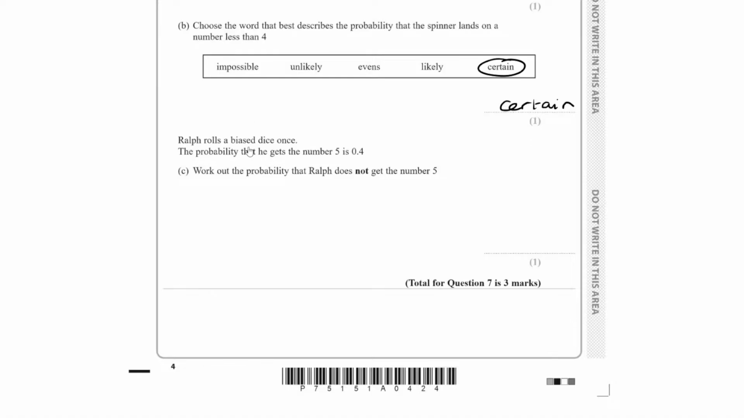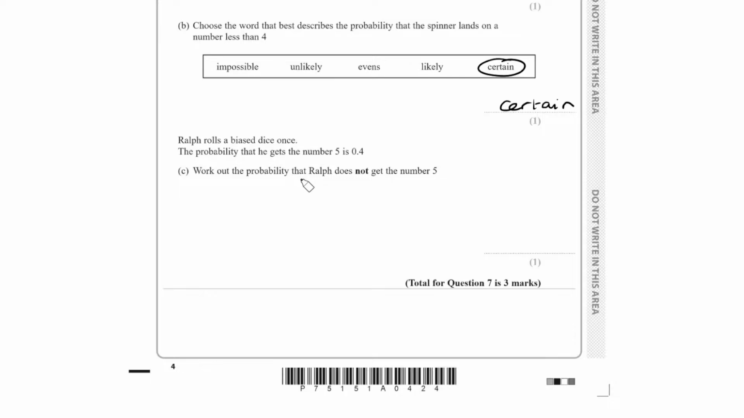So Ralph rolls a biased dice once. The probability that he gets the number 5 is 0.4. Work out the probability Ralph does not get the number 5. So he gets any of the other 5 numbers, right? He can't get number 5, but there are technically 6 numbers on a dice. So the chance of getting any other number that isn't the 5.